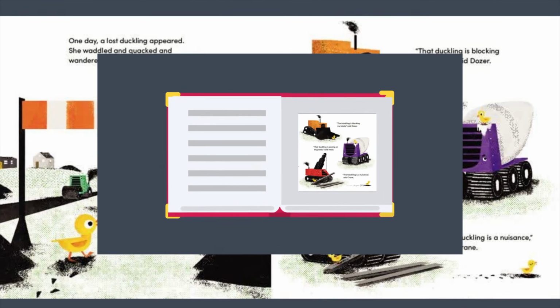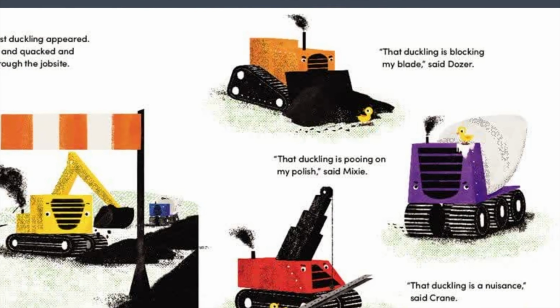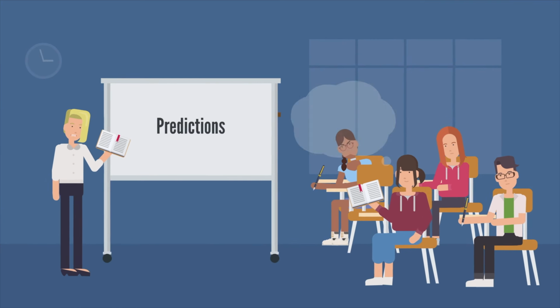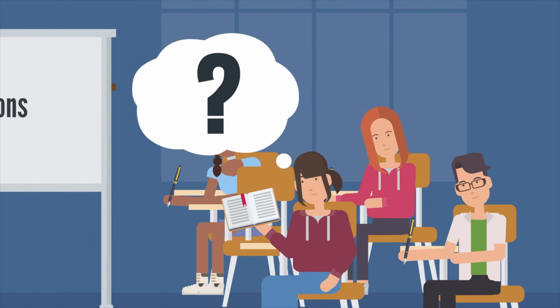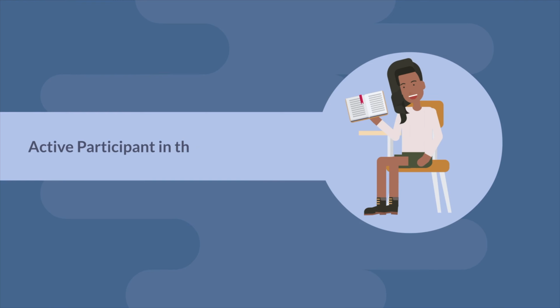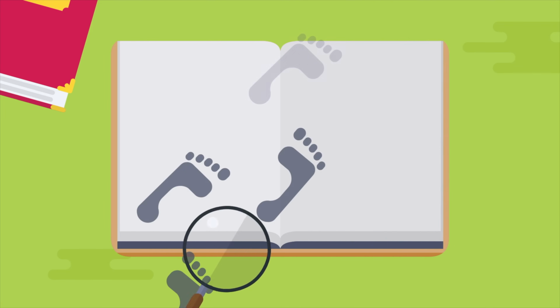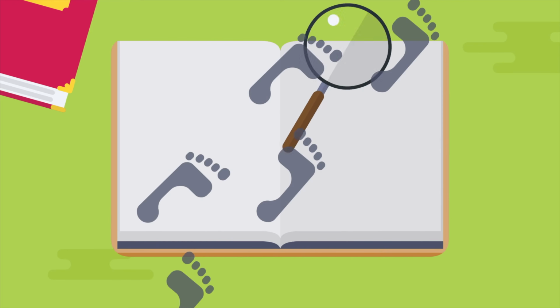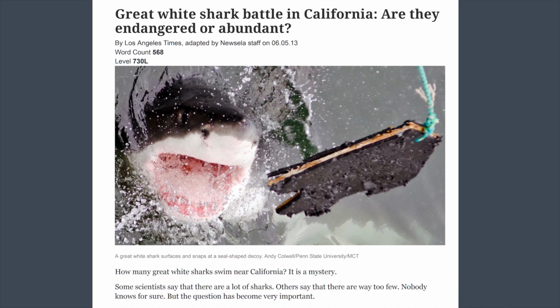For example, the duckling has wandered on the construction site, and it seems like the trucks are angry. I predict they want the duckling to leave. Now as I read, I will check to see if I'm right. This is a great way to be involved and an active participant in the reading process. As you read, you're turning into a detective and looking for clues. Now let's practice predictions with this article.